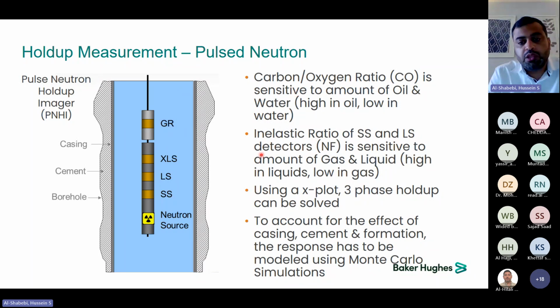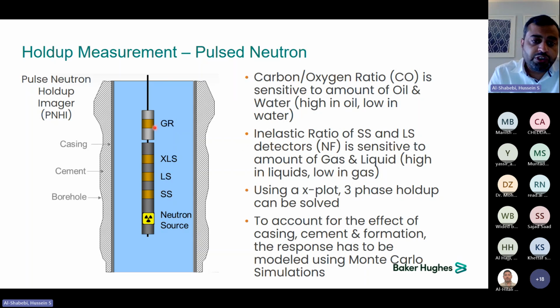Also, we combine it with the inelastic ratio measurements of the short and long sensors. We name it NF, which is very sensitive to gas. So if it is reading high, it means it is liquid. If it is reading low, it means it is gas.